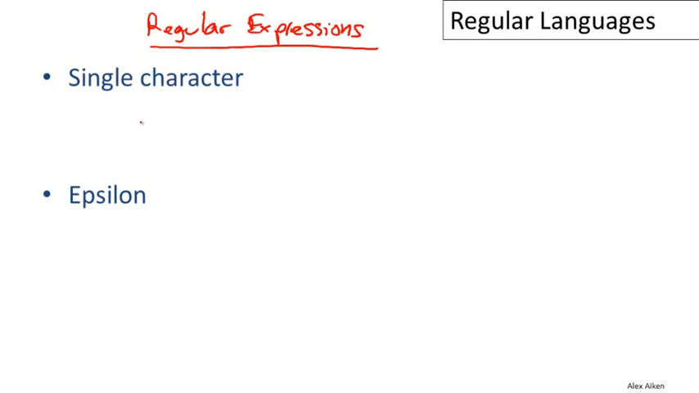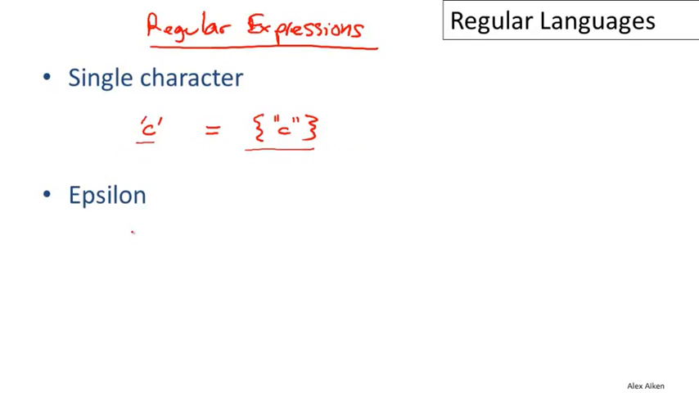There are two basic regular expressions. If I write the single character C, that's an expression, and what it denotes is a language containing one string, which is the single character C. Okay? That's one basic form. So for any single character, I get a one-string language, and the only string is that character.